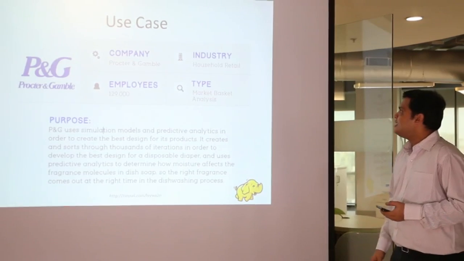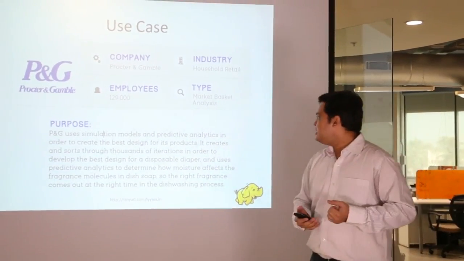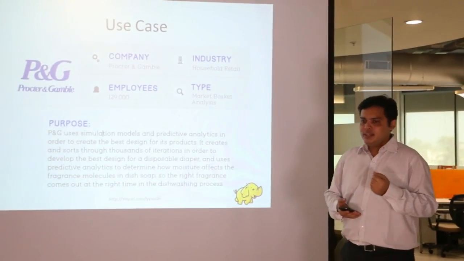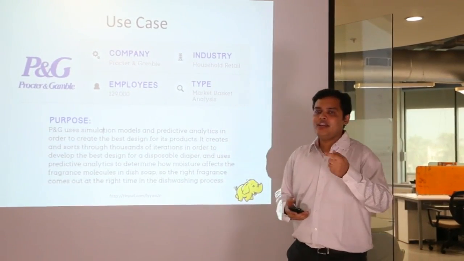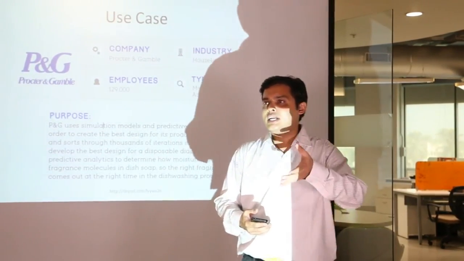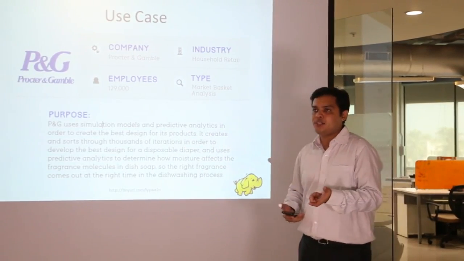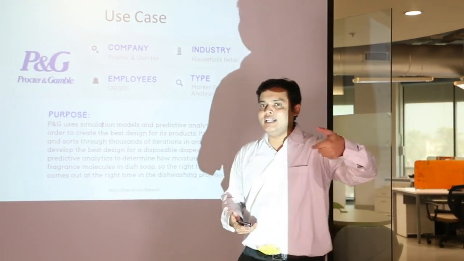Procter and Gamble. This is again an interesting case study. What they have done is, before releasing the product, they go through n number of iterations to identify what is the right thing. Something like, if it is a disposable diaper, what is the best design for a disposable diaper? So they are going to that level.